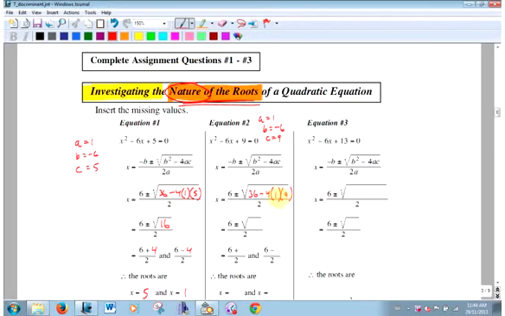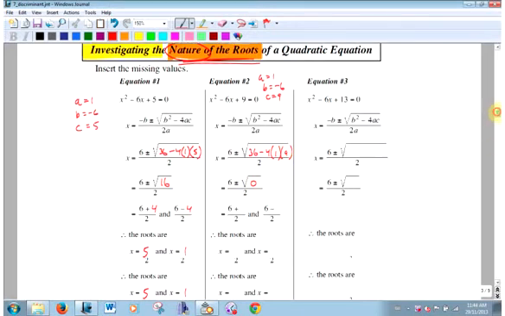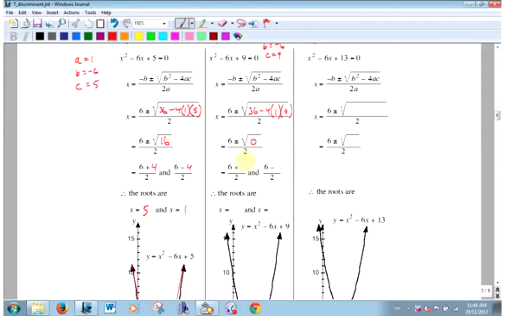36 take away 36. What's the square root of 0? So I got 6 plus nothing over 2, and 6 minus nothing over 2. I'm going to emphasize this. What are my 2 roots? 3 and, what's the other one? Which is 3. 3 and 3.